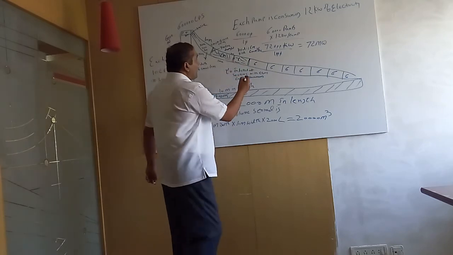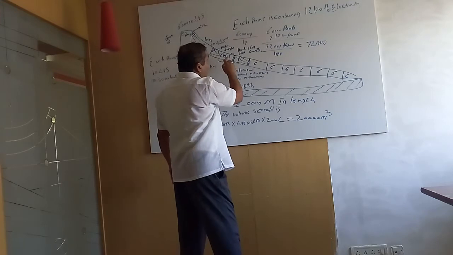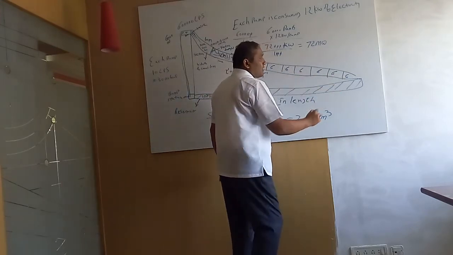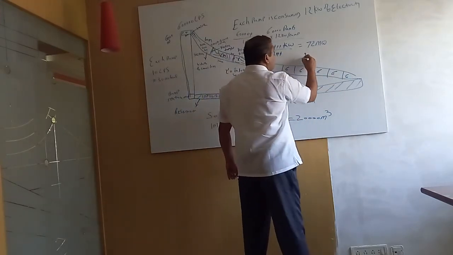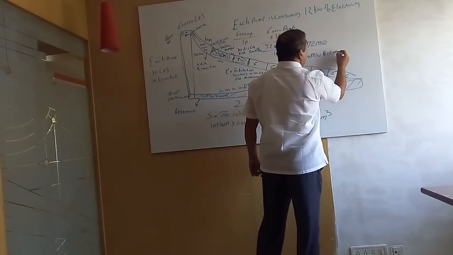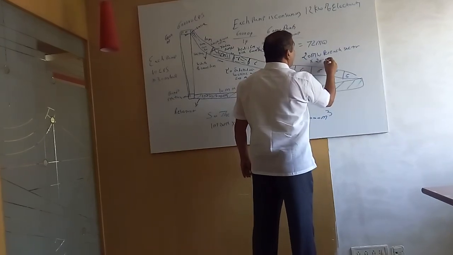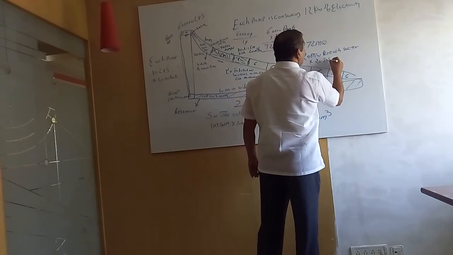So each sector we are having 20 megawatts. So in this way, the 20 sectors will have 20 megawatts per each sector into 20 independent sectors.